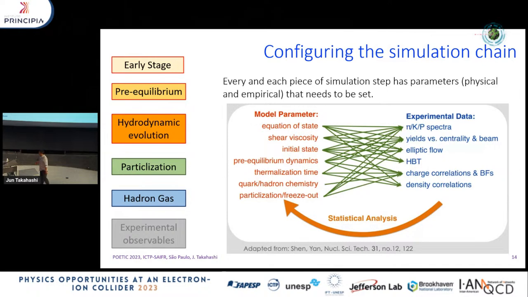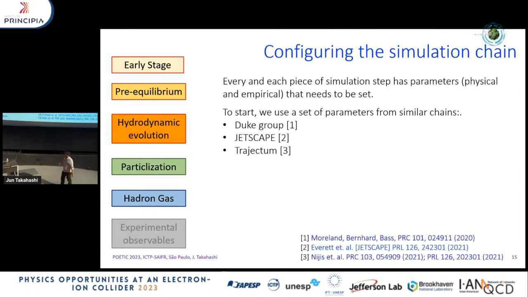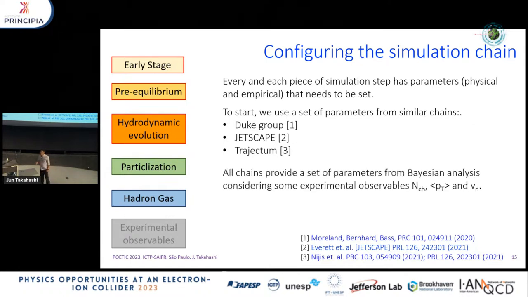As a starting point, we used the variables that were fitted by other groups. We tested all of them, like the Duke group, Jetscape, and Trajectum. These people have much more computational power than we do. They don't have a beautiful chain like we do, but they have a much bigger computational power, so they could actually do, for instance, a Bayesian analysis to fit all those parameters with several experimental data. And so they generated an initial set of parameters for us, and that's what we used.